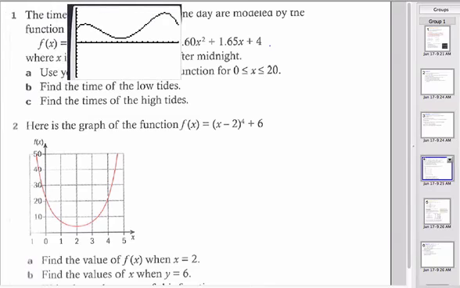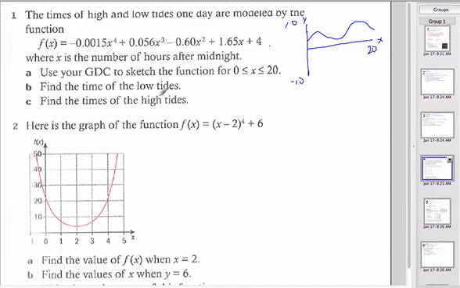So if I were to sketch that, remember I went from negative 10 to 10, and this is up to 20. Okay, and I'll just go something like this here. Okay, so that's my sketch. Find the time of the low tides. Alright, so the low tides would be here and here, well maybe right here. So we're going to find the time of the low tides.